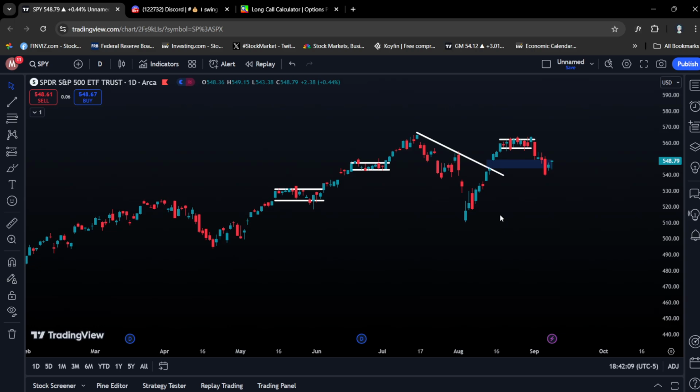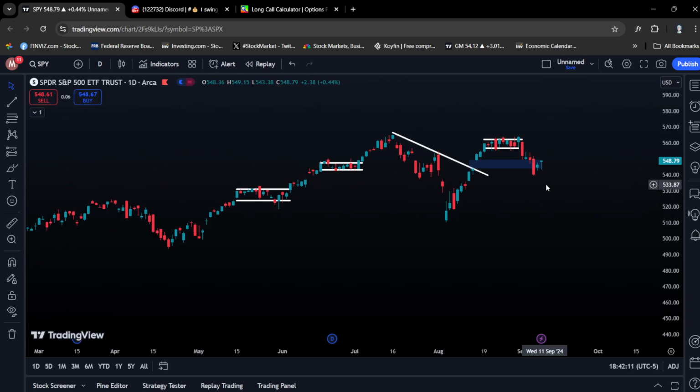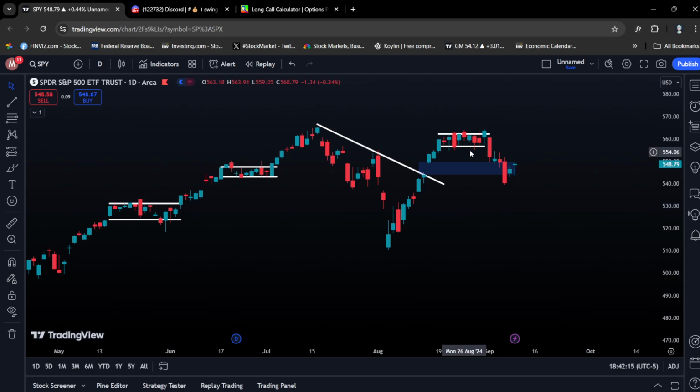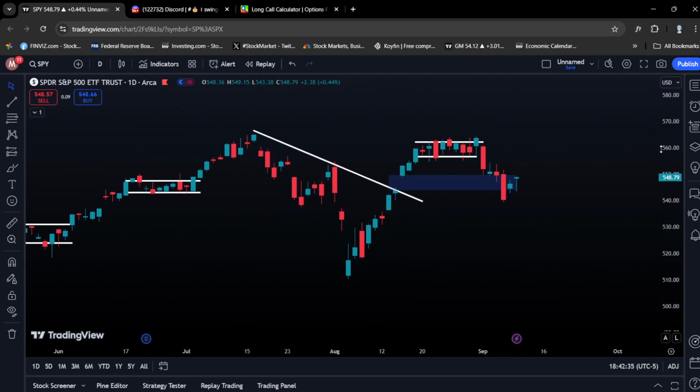I want to take a look at SPY right here. Now today we did have a very nice close on SPY. We had this channel, and we were talking about in one of our previous videos how if we enter the gap, we have pressure to the downside. So we filled this gap right here, and now we are using this gap as a level of support. So right here, SPY looks decent.